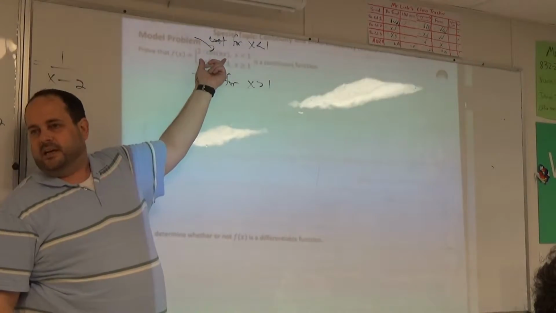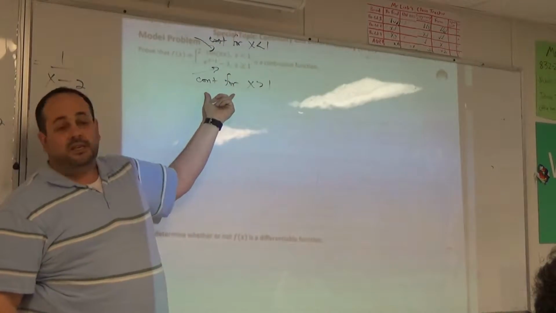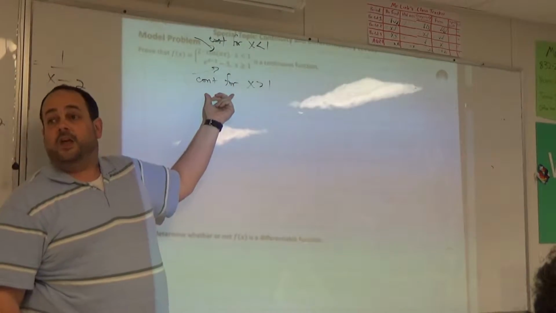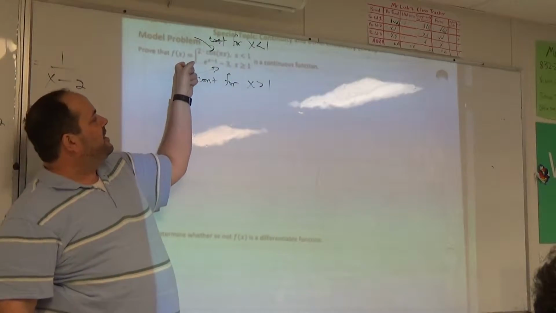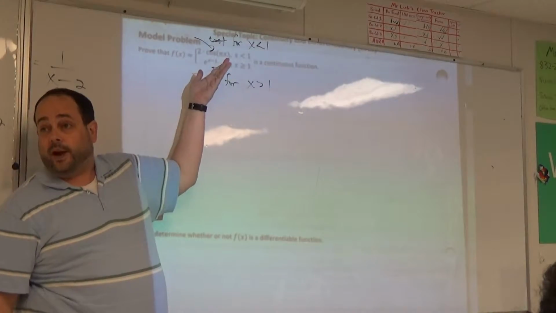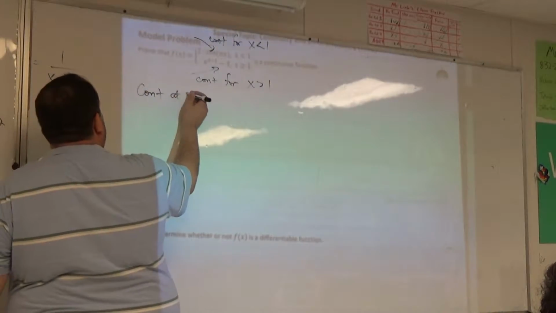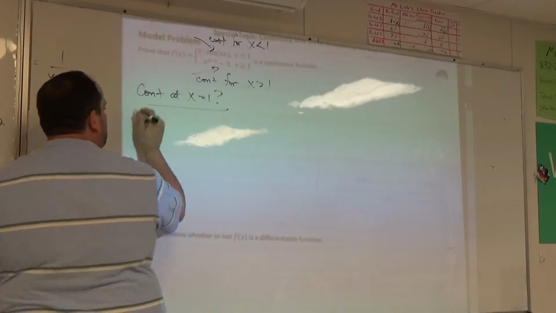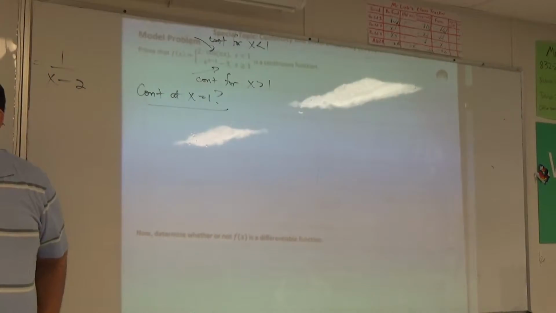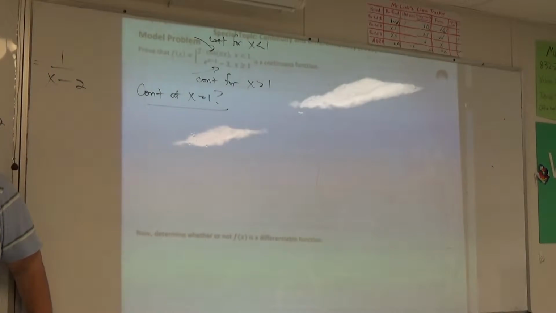Cosine is continuous for x less than 1. This guy over here is continuous for x greater than 1. The only thing stopping this function from being continuous everywhere is to have a conversation, am I continuous at 1? Right, this is what we care about. So we go through the process. And the first step in the process, David?